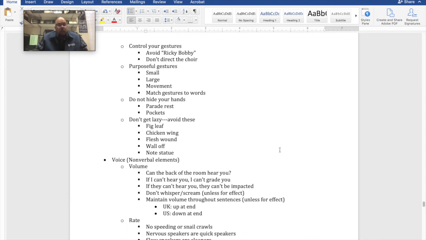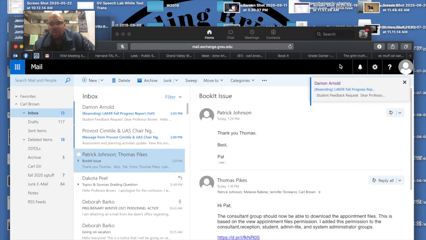There are a few moves to avoid. One of them is the parade rest. Parade rest is when you put your hands behind your back, right? And you don't move. Another one is putting your hands in your pockets. And, well, you know what? Hang on just one second. I'm going to pull up a PowerPoint here that will demonstrate these moves.